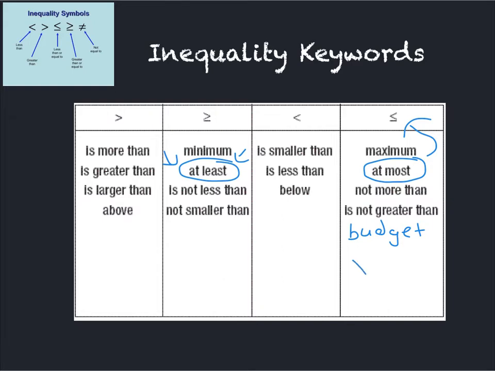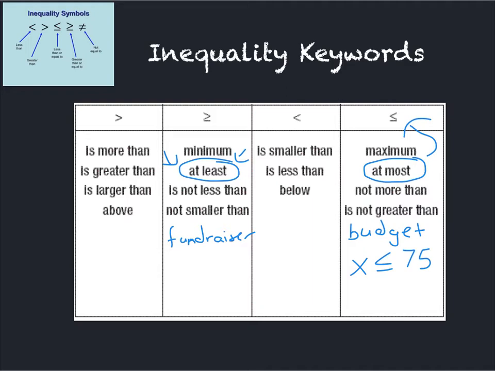So if Mr. Ramos has a budget of $75 a week, that would mean I can't spend over $75. So $75 or lower, so it would be less than or equal to. And something you might read or see in word problems, if we're talking about a fundraiser, most of the time it's going to be greater than or equal to. So I want to raise $75 in my fundraiser.